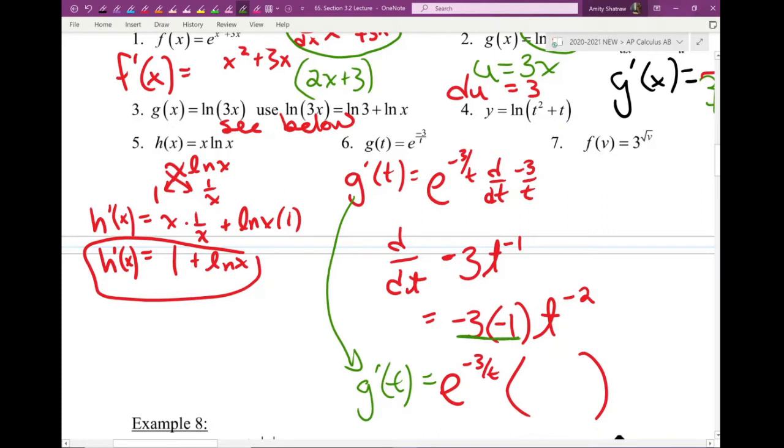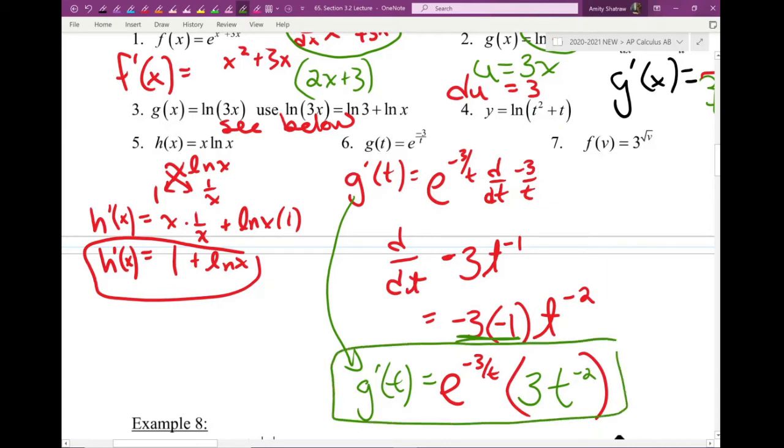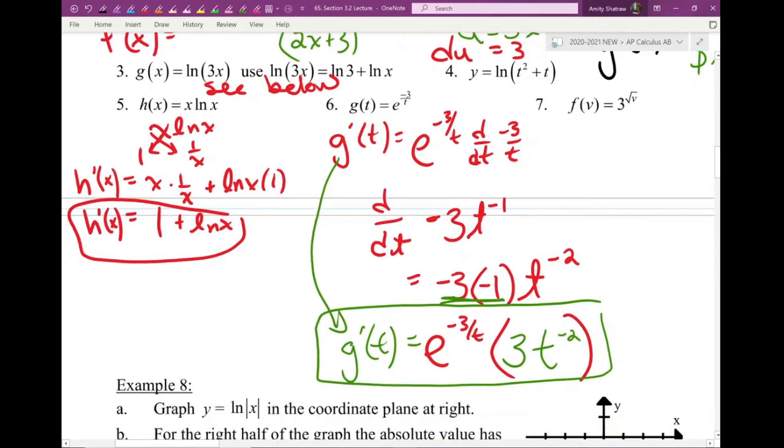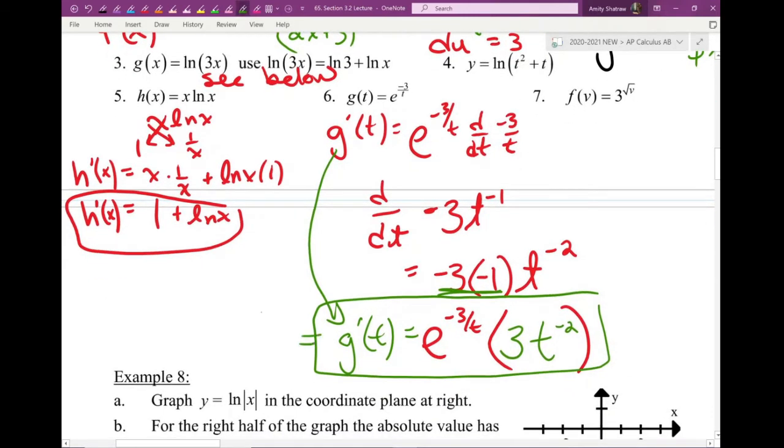Ready? This times this is 3. And this is t to the negative 2 power. And you can leave it like that. You don't need to mess around with it any. If it's really bugging you and you really, really want to, you could write it like this. G prime of t is equal to e to the negative 3 over t times 3 over t squared. I don't even like that. Don't do that. Don't feel like you have to go there. Leave it like this. Just so much easier.